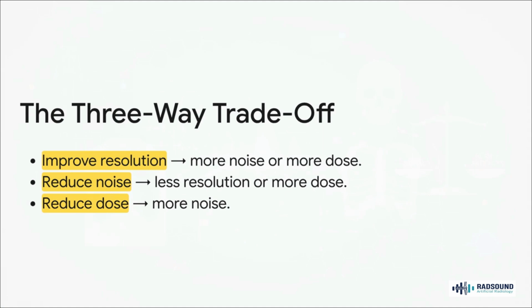And here it is. This is the law of the land in medical imaging. You cannot optimize all 3 of these things at the same time. It's impossible. They are locked in a permanent trade-off. You want to improve resolution with smaller pixels? Great. But you're either going to get more noise or you have to crank up the dose. Want to reduce noise? Fine. Be prepared for lower resolution or, again, a higher dose. Every single protocol we choose is a compromise within this triangle.